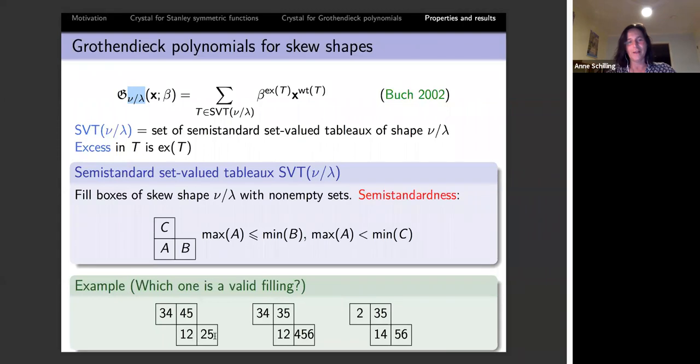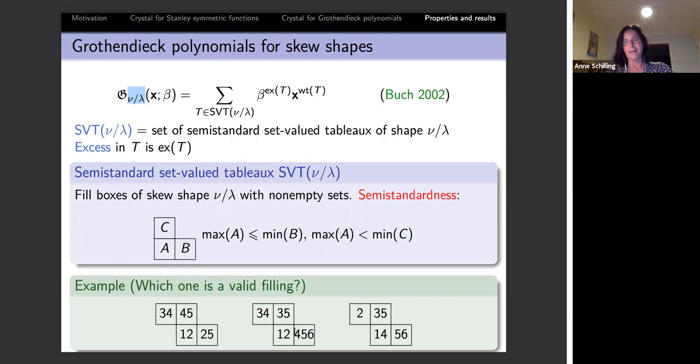If we look at the row, we have 1, 2. The maximum of this is 2. And then we have 2, 5. The minimum of this is 2. So that's indeed weakly increasing. Similarly, for the top row, the 4 is less or equal to the 4. And in this column, the 2 is strictly smaller than the 4, which is the minimum of this set. So this is indeed a set valued tableau.